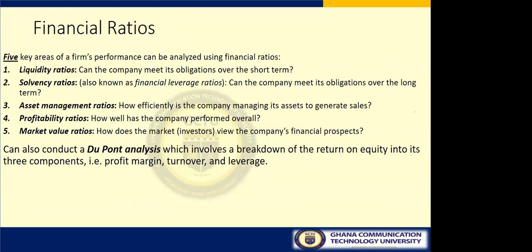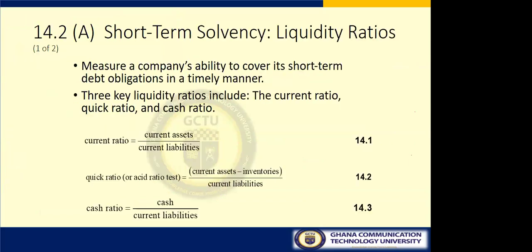Okay, let's take them one by one. Under the liquidity ratios, we have different types of ratios. We have the current ratio, and the formula is current assets divided by current liabilities. Where do you find the assets? From the balance sheet. Where do you find the liabilities? The balance sheet. So you just lift the information from the balance sheet and put it there to give you the result for the current ratio.